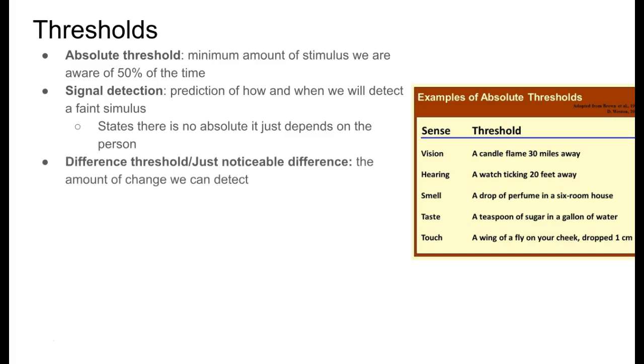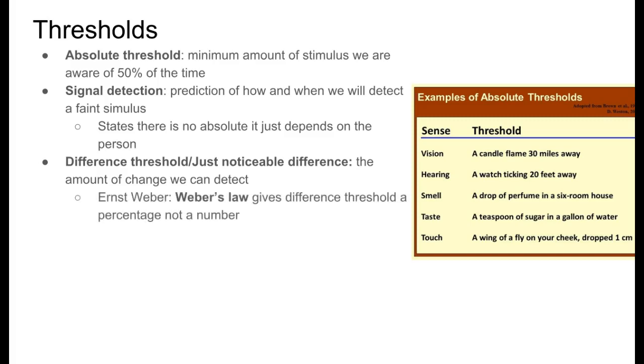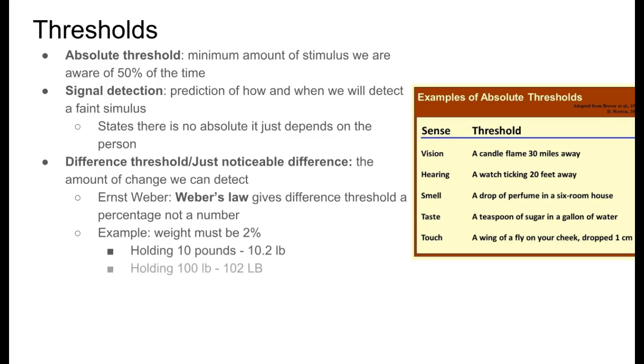A difference threshold, or just noticeable difference, is the amount of change we can detect. Ernest Weber called this Weber's law, and essentially what he said is that it has to be a percentage. It's not a number. And the best example of this is weight. For weight, it has to be a 2% change in order for somebody to notice a difference in that change. So if you hold 10 pounds, in order for you to notice that there's a difference in the weight that you're holding, it has to be 10.2 pounds. So if you're holding 100 pounds, it has to be 102 pounds for you to notice the difference.